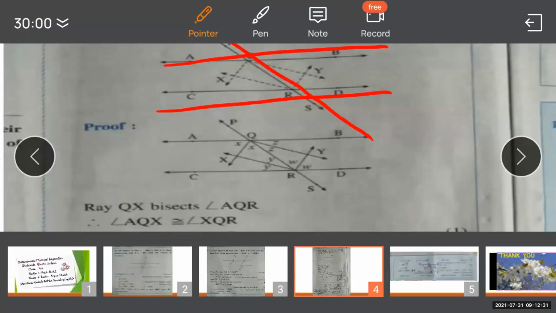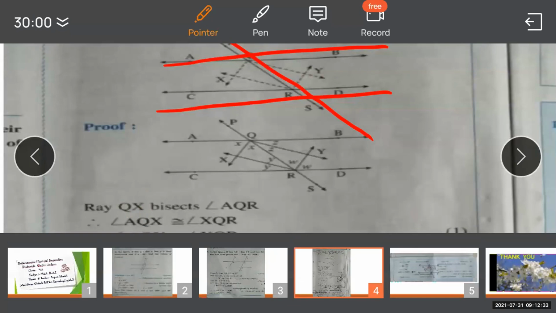Okay. So students, see here, ray QX. Here is the ray QX. It bisects angle AQR. Okay, now see AQR. Here is the angle AQR. And ray QX, this ray, bisects this angle into these two angles you can see here. That is the condition because of ray QX.